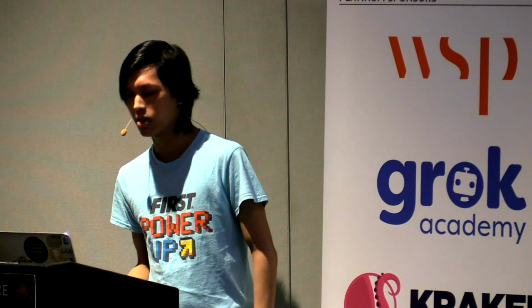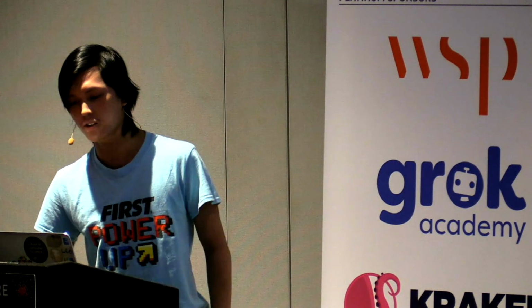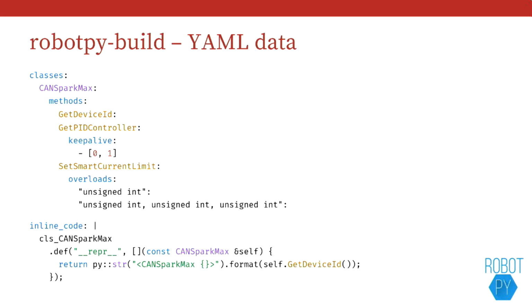And you can see there we have this depends list. This lists other packages that we've built using RobotPy build, and this lets us actually link to those other packages. And then at the bottom, we have a list of headers that we want to look at. This is just an excerpt, so we're just going to be focusing on this example here. This is the same class from the previous example as well.